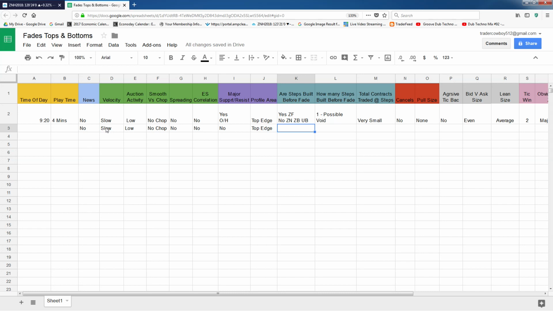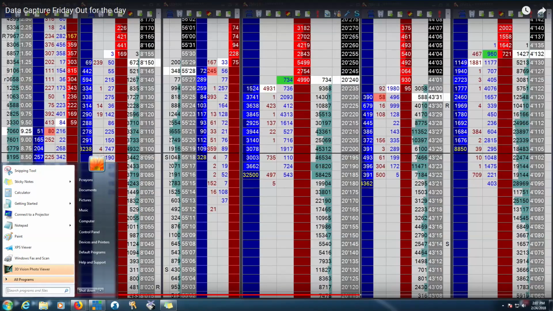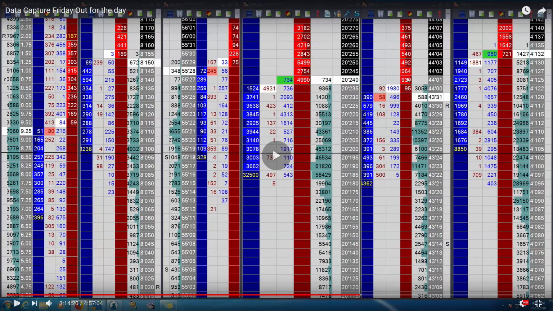Are there steps built? Possibly in the 10-year or 30-year. If you look at the 30-year, right here. Let's look for cancels and pulls. I need a fucking energy drink or something.